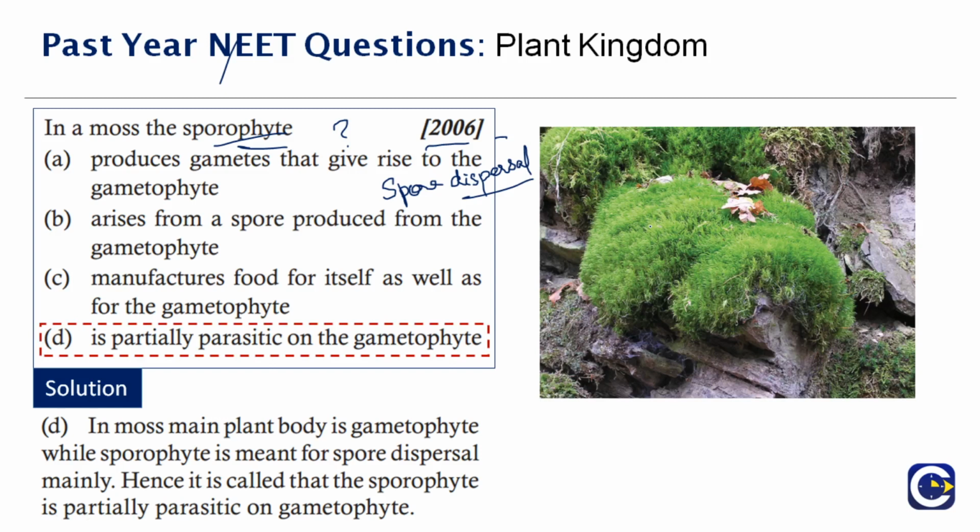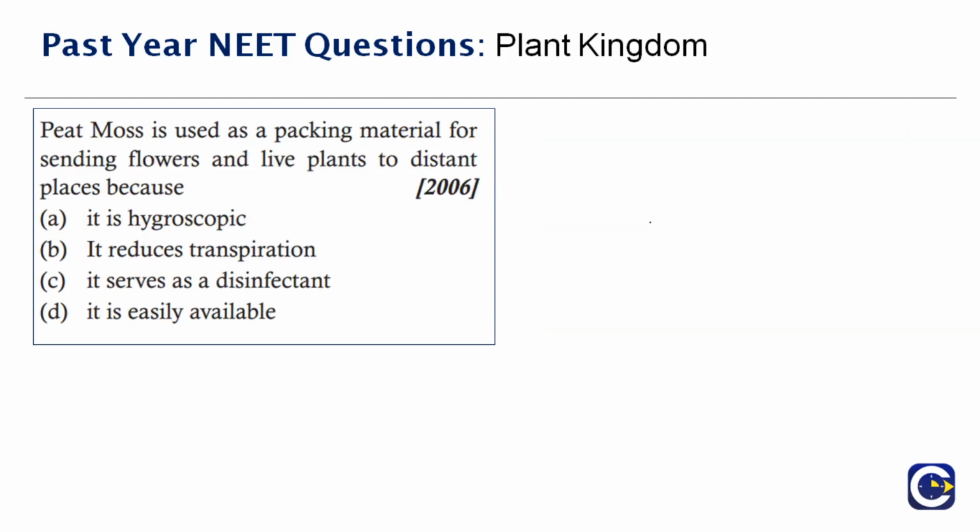To your right side, you can see the moss growth. This is how it will be. Now let's move to the next question. This is a very easy question. People who have seen it earlier would know the answer. Peat moss is used as packing material for shipping flowers or live plants to distant places because... again, this question was asked in the year 2006.